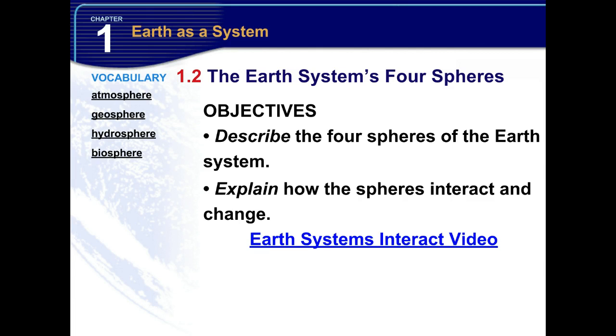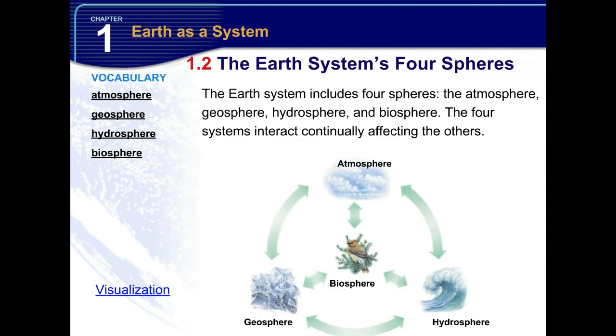There are supportive links in these sections, so if you want to go back to the notes, to the actual presentation, and click on these links, you can get a better feel of some of the more in-depth concepts that we present. So the Earth system includes four spheres, the atmosphere, geosphere, hydrosphere, and biosphere. The four systems interact continually, affecting the others.